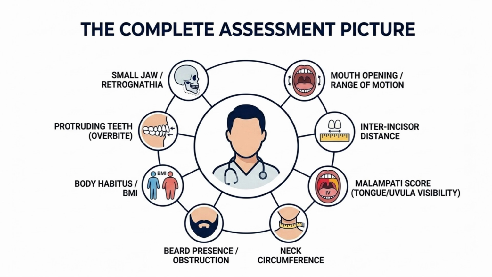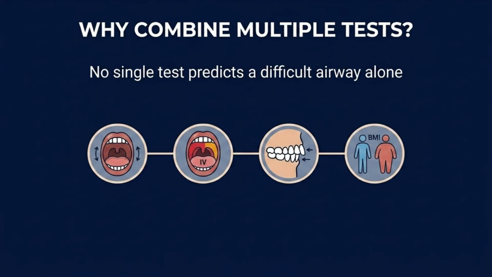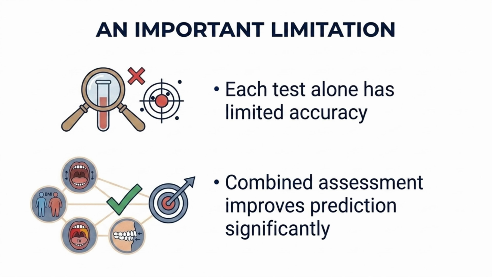So, here is the complete picture. Four main tools plus several additional signs to watch. Now, why do we combine multiple tests? Because no single test can predict a difficult airway on its own. Here is an important limitation. Each test alone has limited accuracy. Combining them improves our predictions a lot.